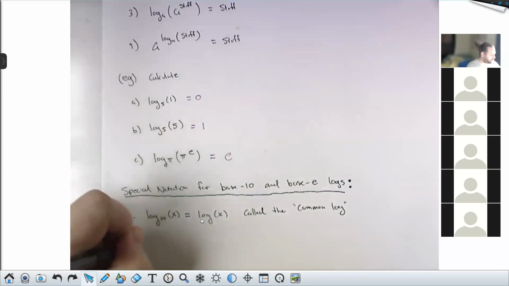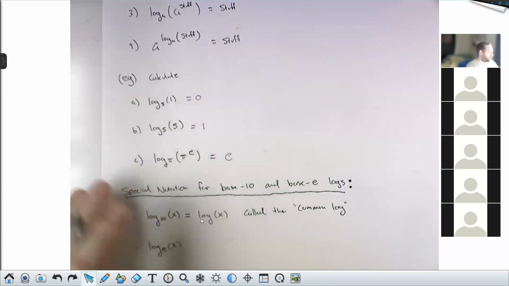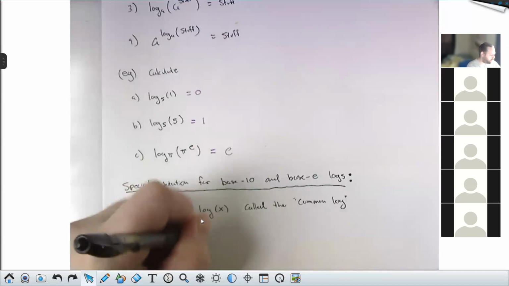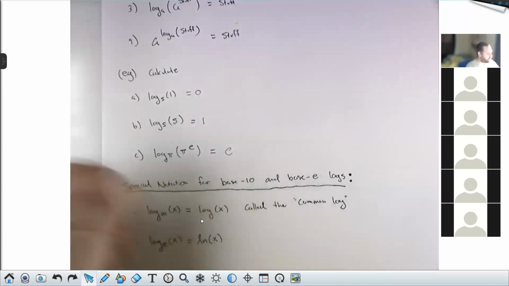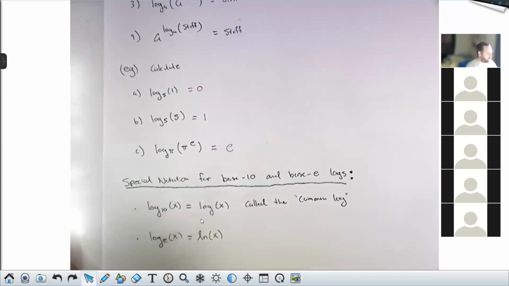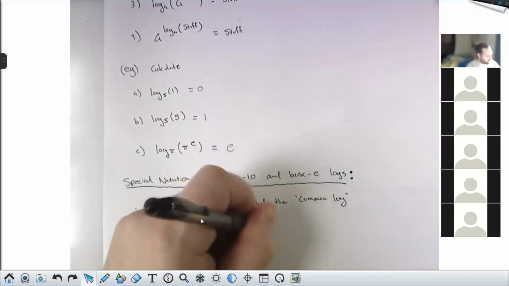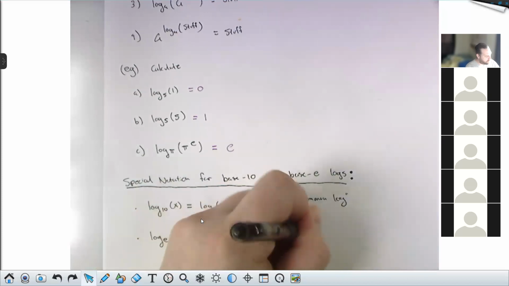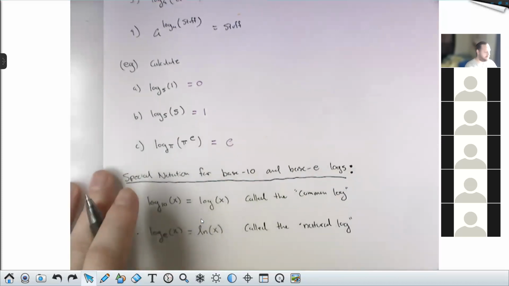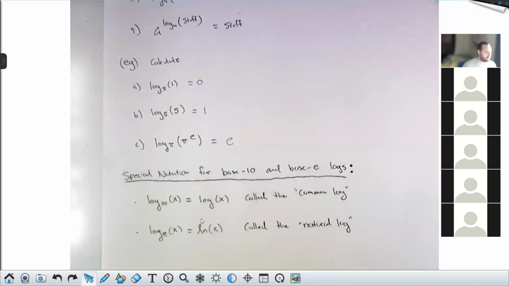The other one that is special here is the base e logarithm. And this is the one that everybody actually uses. The base e logarithm is usually just written as ln. So the log base e of x is just the ln of x. And this is called the natural log. Just like e to the x is called the natural exponential, the base e logarithm is called the natural log. Okay.